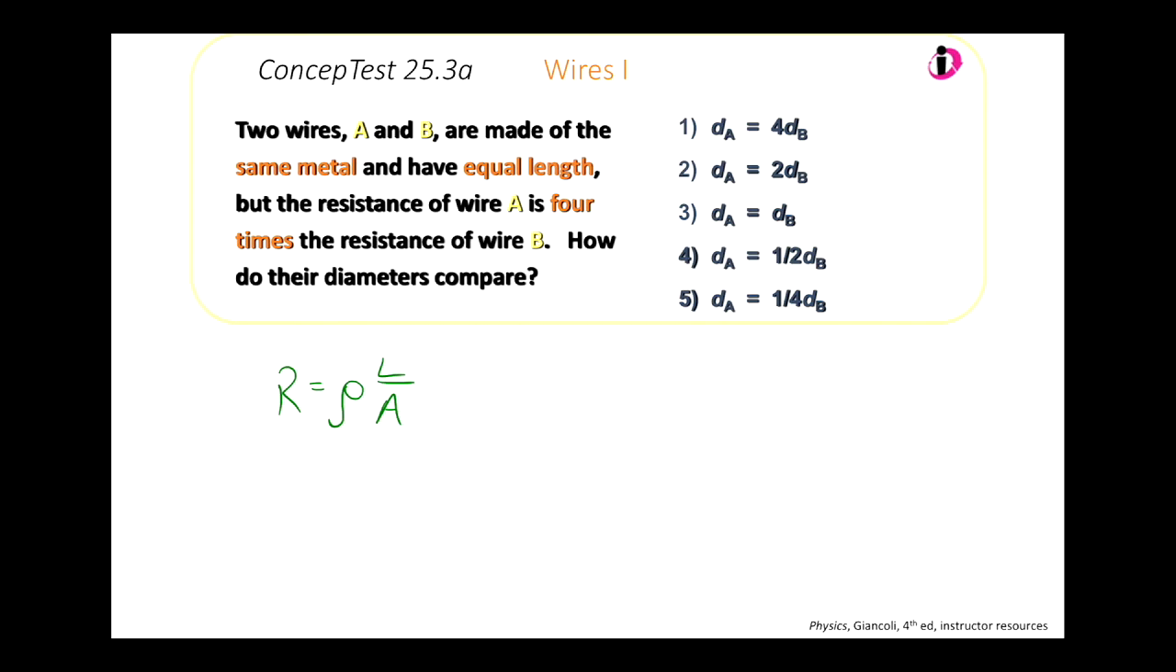The answer is number 4. Because it's the same metal, we have the same resistivity. Because it says they have equal length, that's the same. So if I want a factor of 4, and if we assume this is a circular cross-sectional area, since they gave us a diameter, half the diameter, and that's going to result in a square at the bottom, so it's going to give me 4 times the resistance. So half the diameter gives me 4 times the resistance.